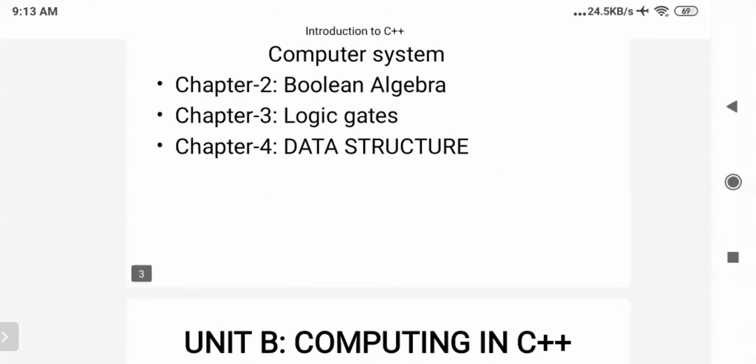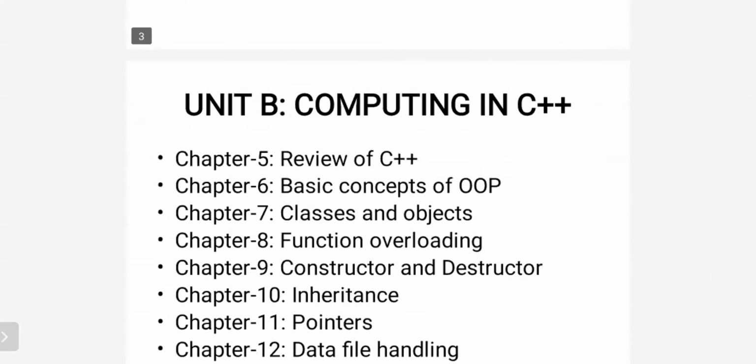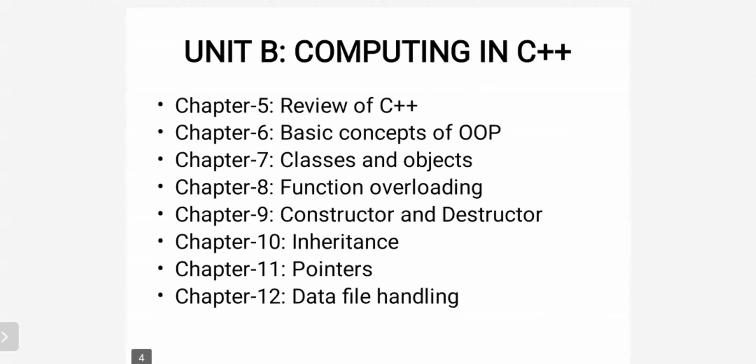Now we go for unit B. Unit B is a very important unit because all the practical oriented chapters come in unit B. It has major chapters. The first chapter in unit B is review of C++. In the first PUC we already explained the overview of C++. The same chapter we just review here.